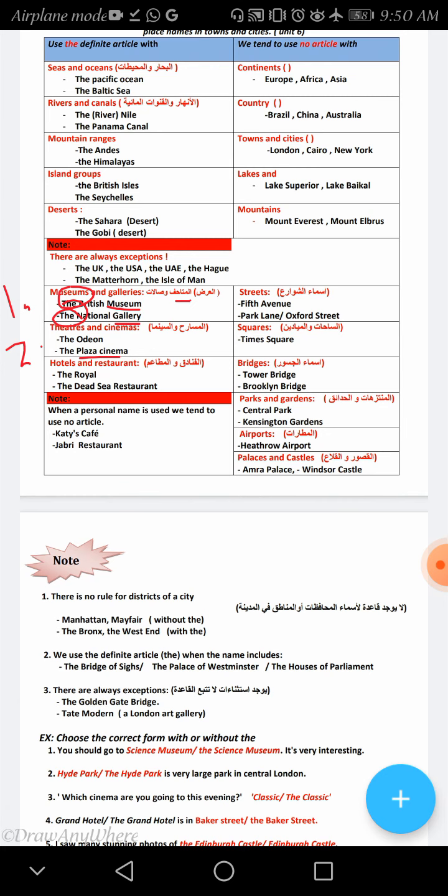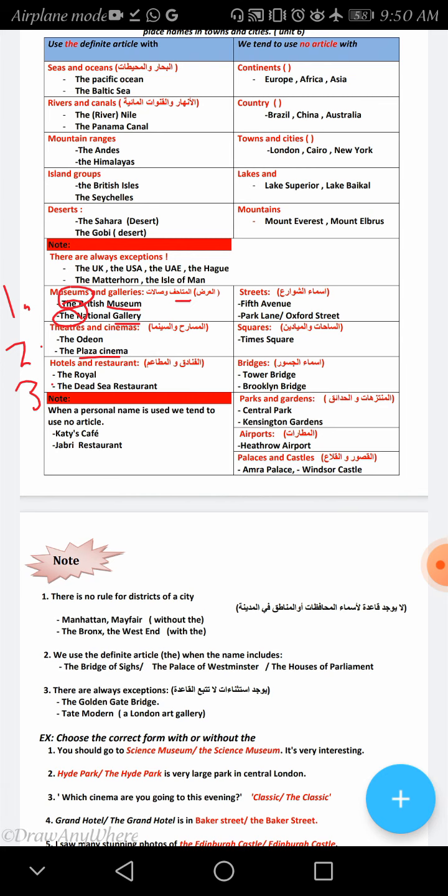So as we said before, if you don't know if this is a museum or a gallery, you can check it on Google. Okay, 3. The third group, hotels and restaurants. We use the with hotels and restaurants, الفنادق والمطاعم, the Royal, the Dead Sea Restaurant.